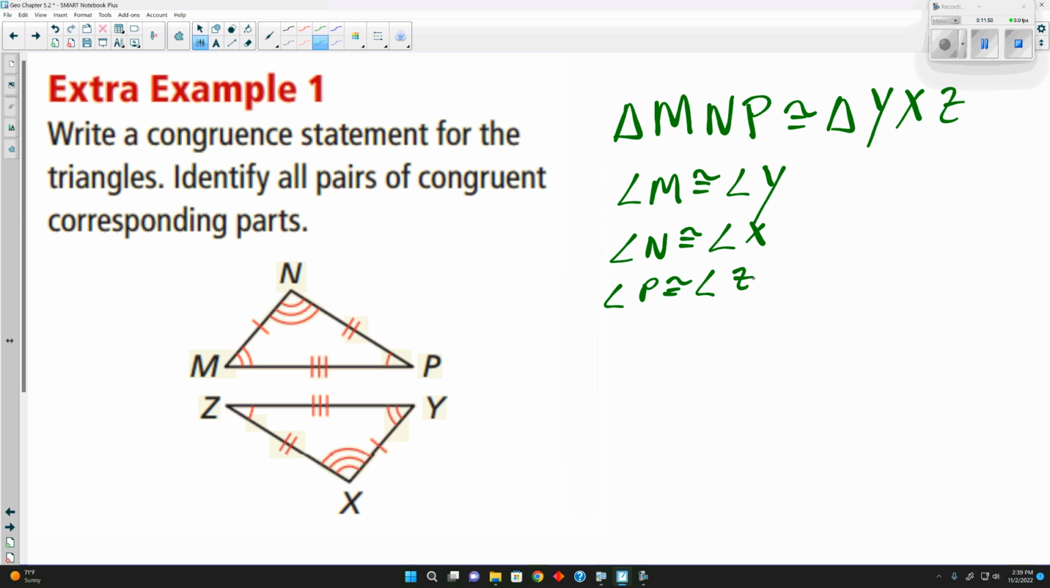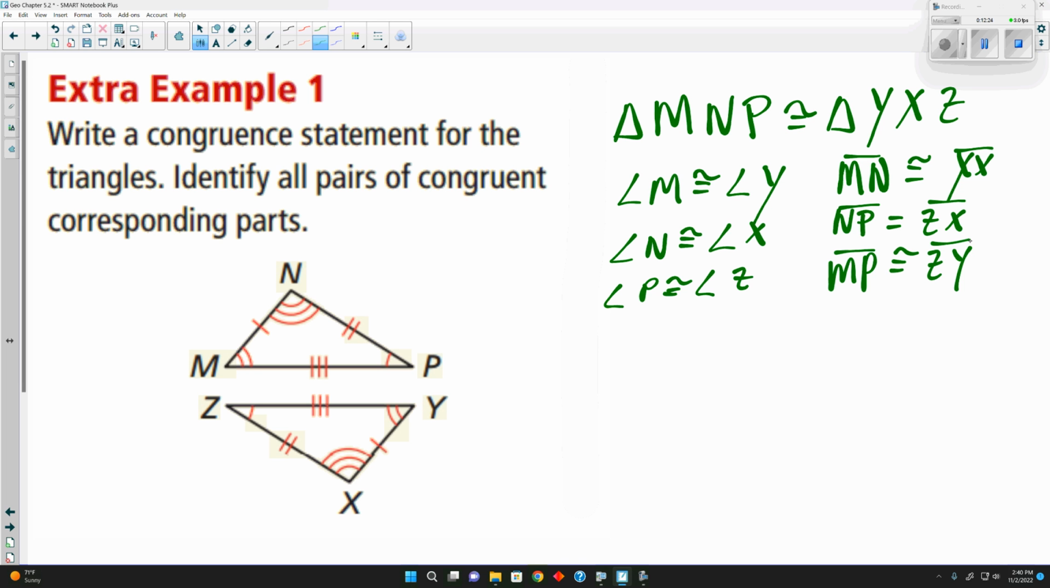Yeah, it takes a while to get used to drawing those. What's a side length that we can start with? MN is going to be congruent to YX. NP is going to be congruent to ZX. So NP, ZX, yes. And XY, XZ. Oh, we already did that one. So MP, ZY. That's it.